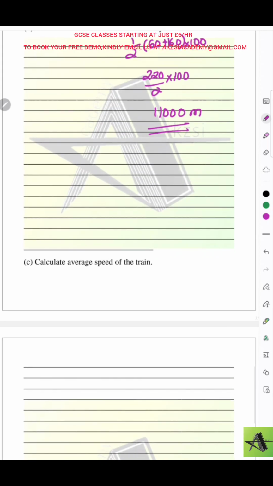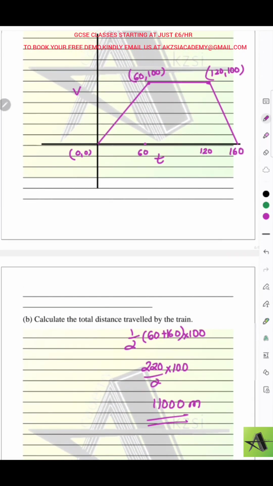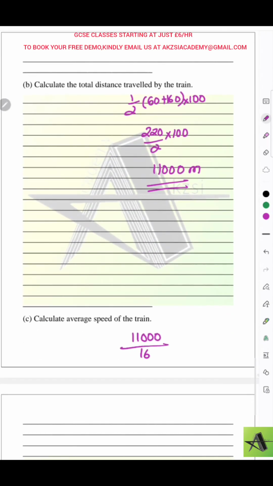Calculate the average speed of the train, that means total distance by total time taken. Total distance was 11000 as we have calculated, and total time is 160 seconds. So finally we just need to divide them and get the answer. This is 68.75 meters per second. As the unit is not mentioned, we can keep it in meters per second.